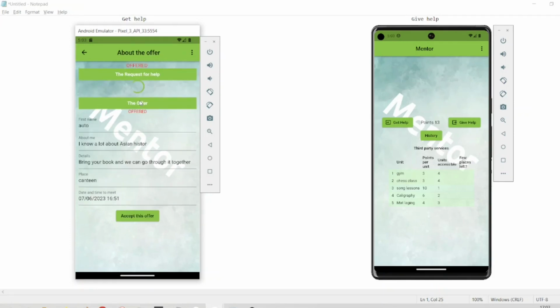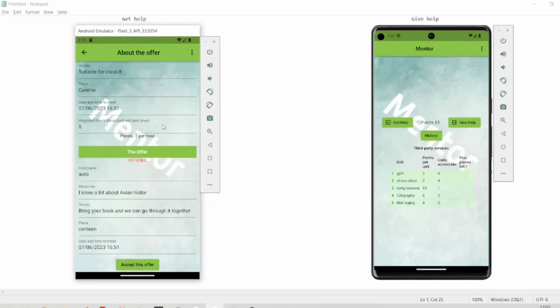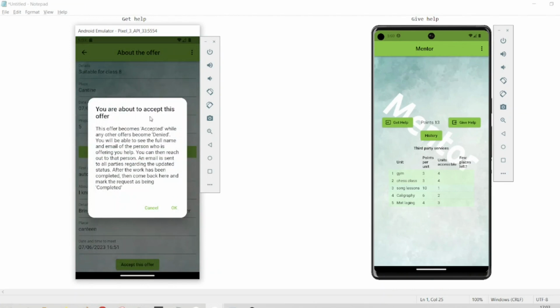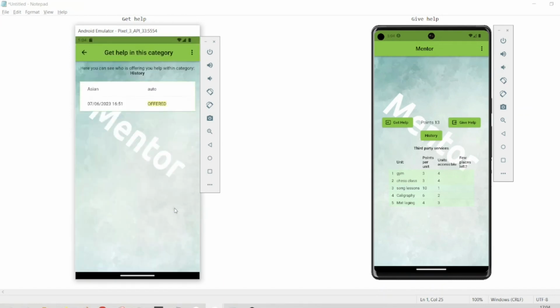We press the first line to see the offer. The offer looks good and therefore we accept this offer. We read that we will then be able to read the contact information and full name of the provider. An email has also been sent out to both parties. We press OK. Now we see that person number 1 has been given the assignment.